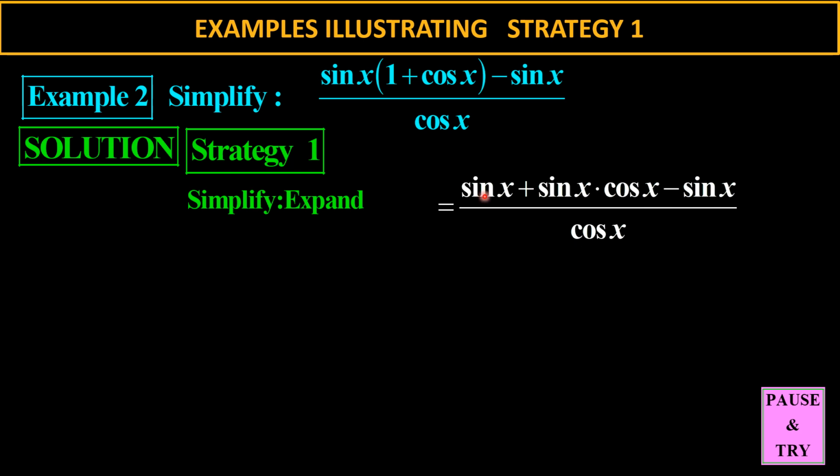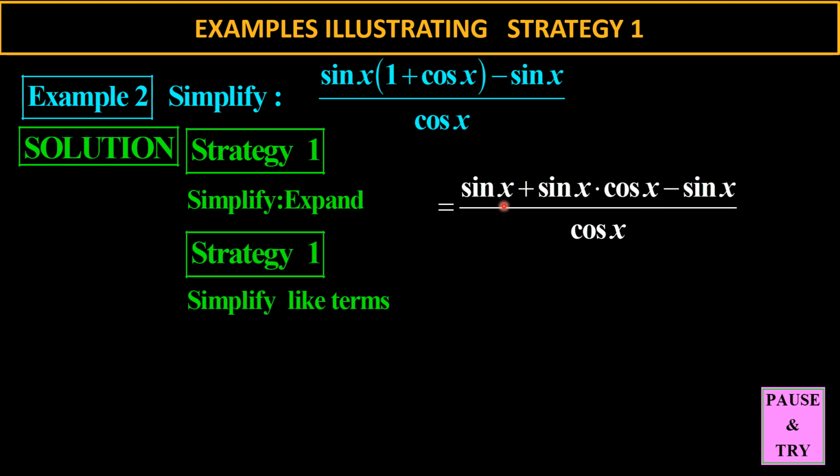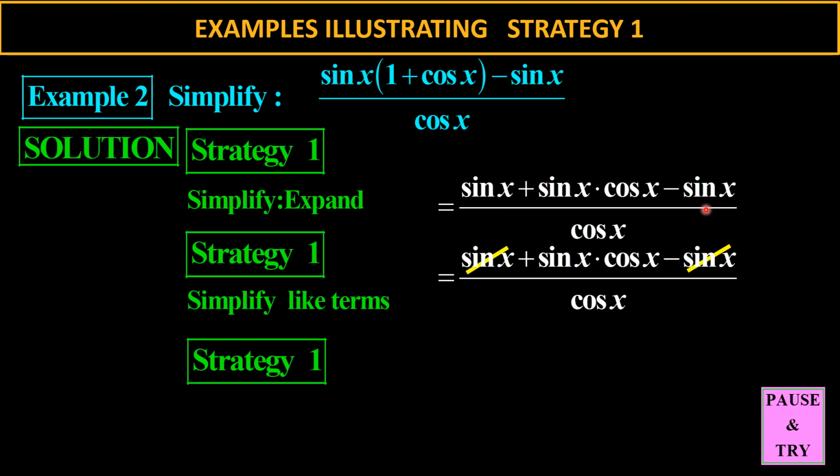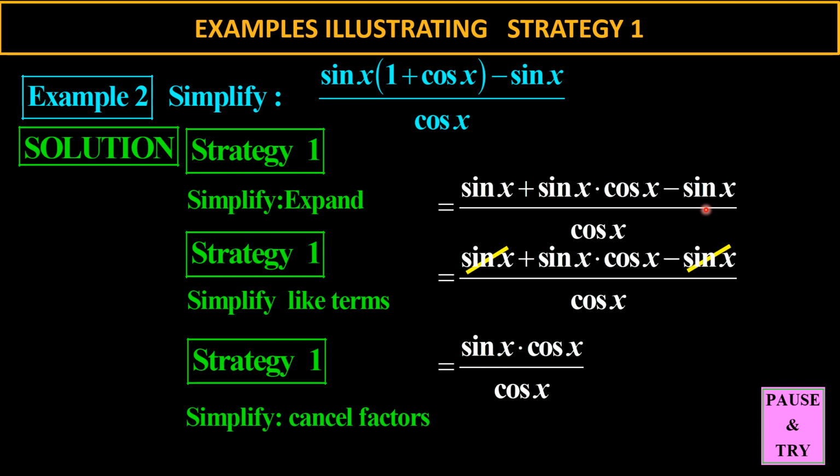Now once we have that, we ask ourselves again, can I simplify now? Yes, I can simplify by looking at the like terms, and the like terms are the sine x and the negative sine x. And if I simplify them, sine x with negative sine x gives me 0, and now I end up with sine x cos x over cos x. Again, I ask myself, can I simplify? Right? Simplify that, and I notice I can cancel. So I cancel out the cosine, and there I've now simplified that, right?